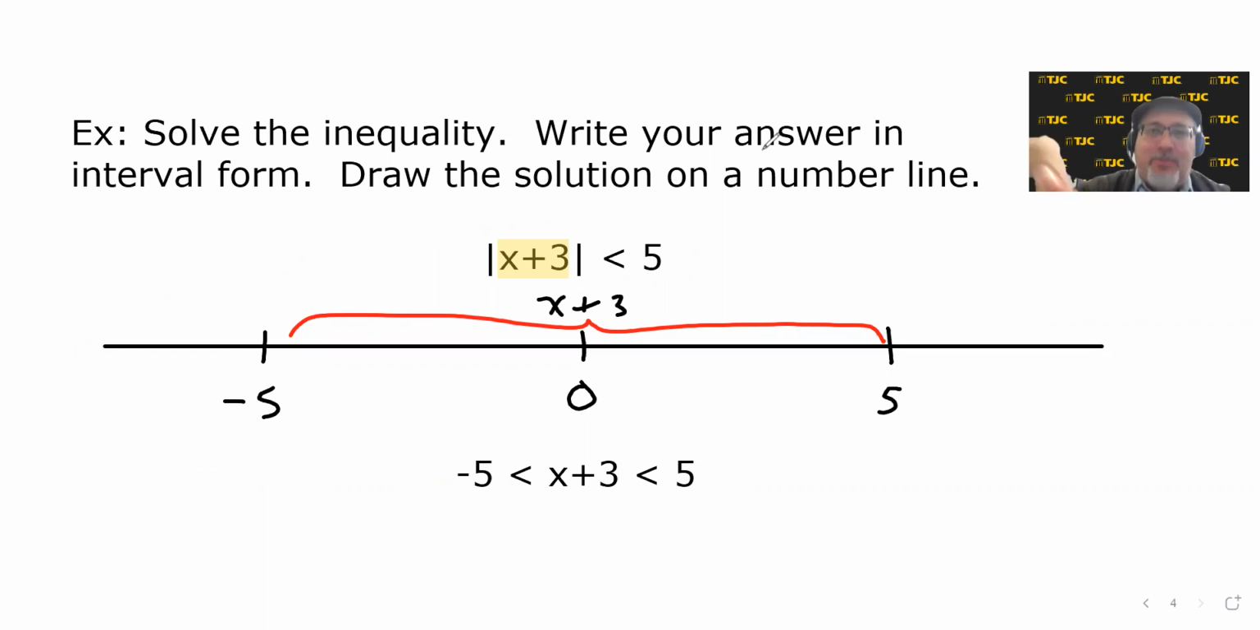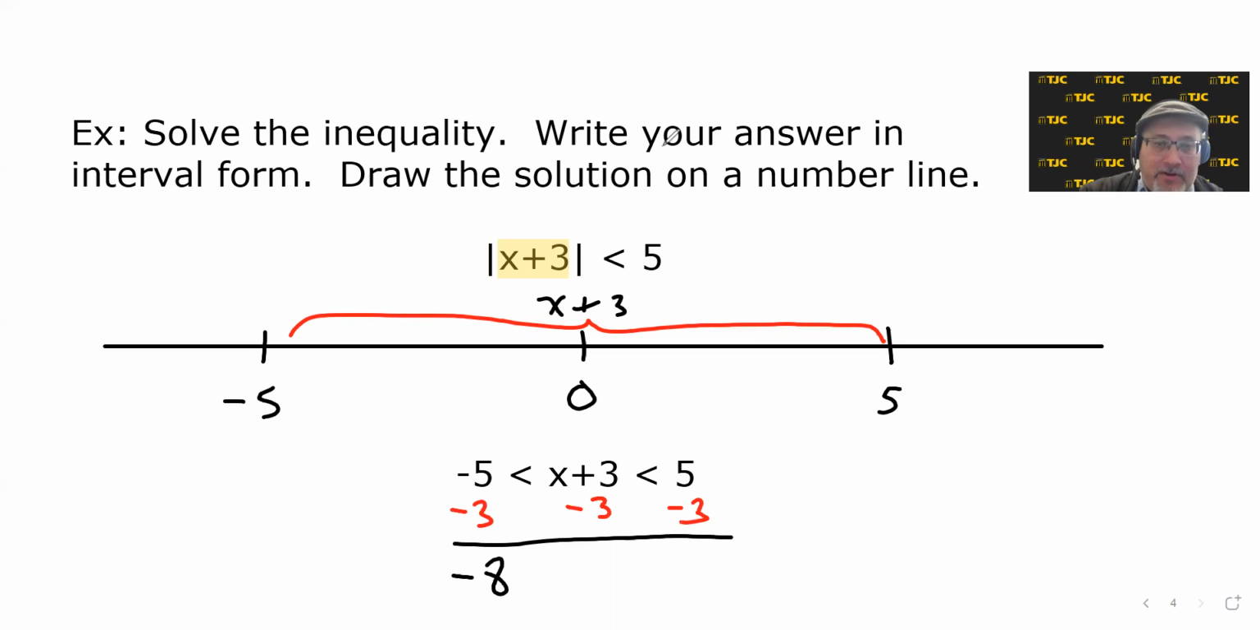And then finishing this is pretty easy. All we have to do is subtract 3 from the middle. But in a double inequality, whatever we do to the middle, we do to the left and the right. And we would get -8 on the left, less than, the 3's would cancel in the middle, leaving the x, less than, and then 5 minus 3 on the right is just 2.